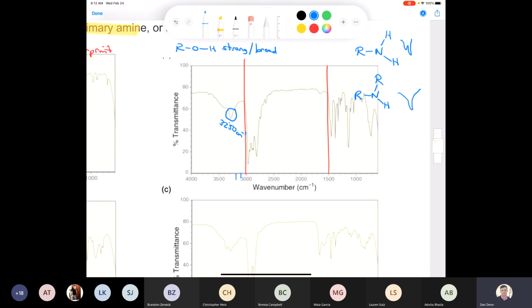Okay, so this means that this is a secondary amine.